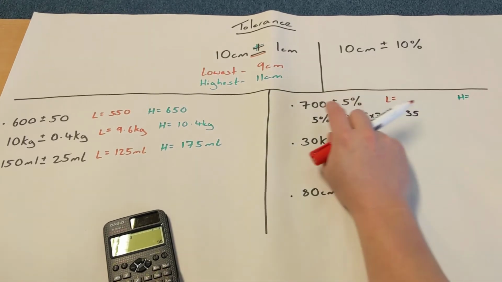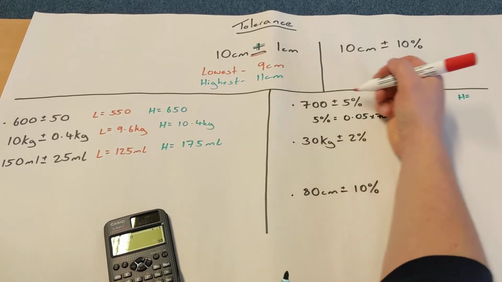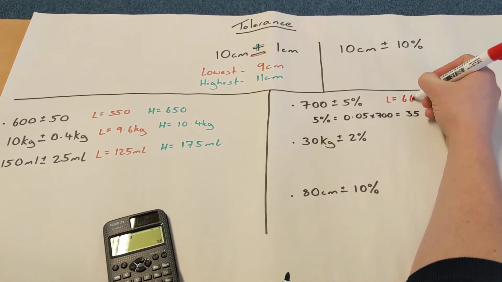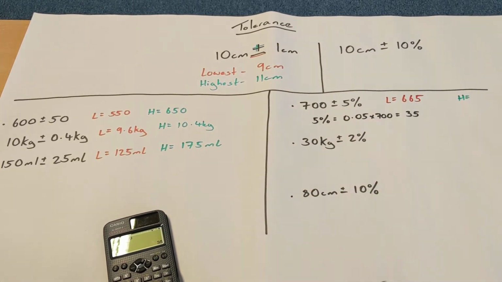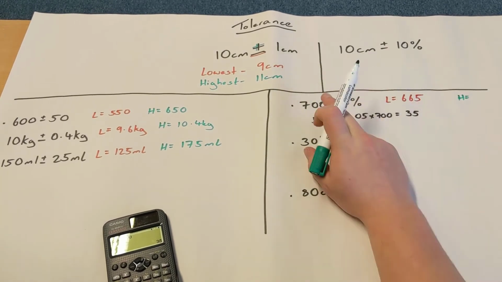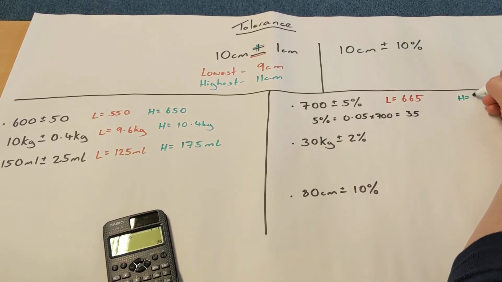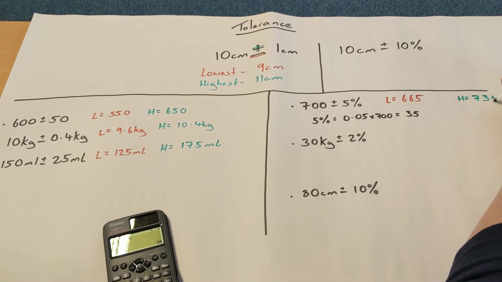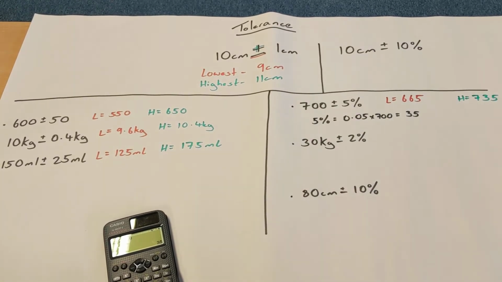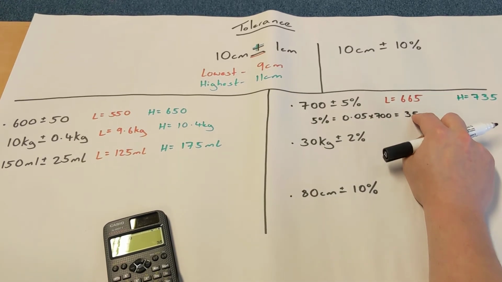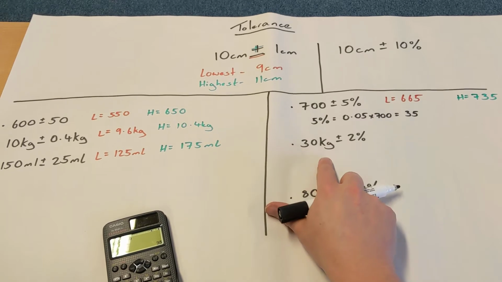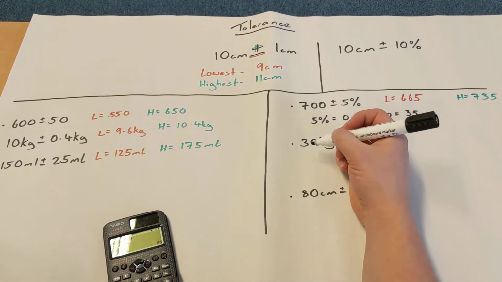So for the lowest, 700 take away 35 is 665. For the highest, 700 plus 35 is 735. So nice and simple, the exact same process. We've just worked out this percentage first. So next, let's work out what 2% is.